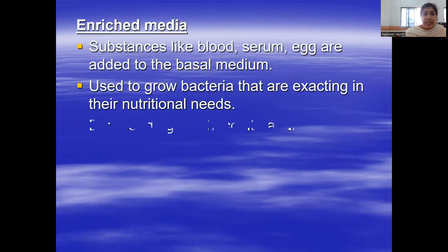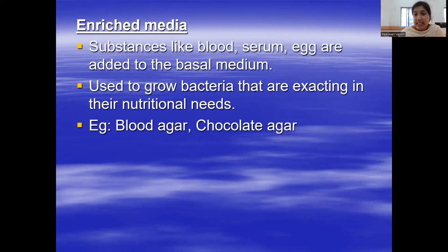Enriched media are the media which contain substances like blood, serum, egg. These are added to the basal medium. The substances like blood, serum, or egg are added to the basal medium, and it is used to grow bacteria which are exacting in their nutritional needs. Examples for enriched media are blood agar and chocolate agar, which contain extra nutrients for the growth of fastidious bacteria.